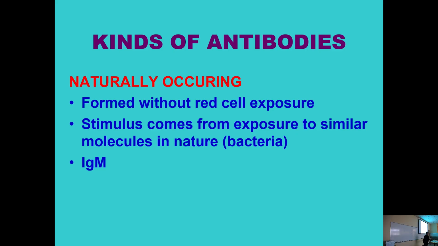I know as a type A person, when I do my reverse type, I have anti-B in my plasma. Okay? Where did that get there? Did I get B blood at some point? No. In the first 6 months of being born, I was exposed to normal bacteria in the environment, and the ones that look like B antigens were so different from myself that my body produced antibodies to them. The ones that look like A antigen, my body didn't produce antibodies to because it looked like me.